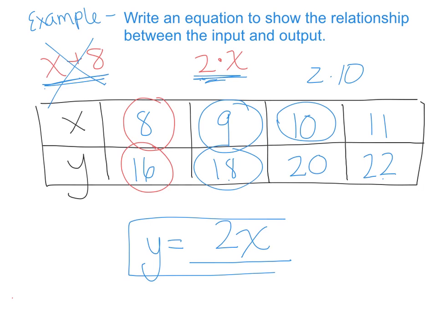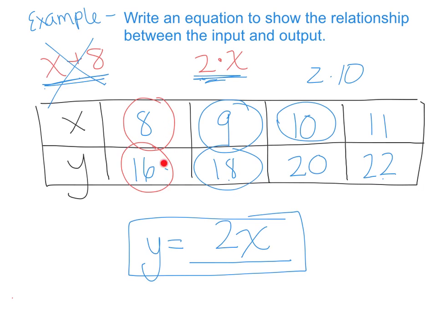So here is our equation that they asked us to write. Y equals 2x. And we figured that out based on saying, well, what's the difference between x and y? What could our rule be? We came up with two possibilities. Sorry, let me get my laser out here.